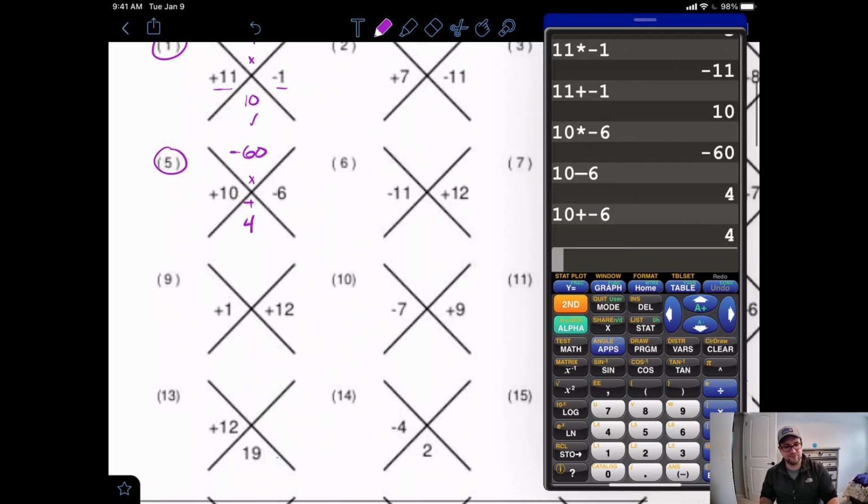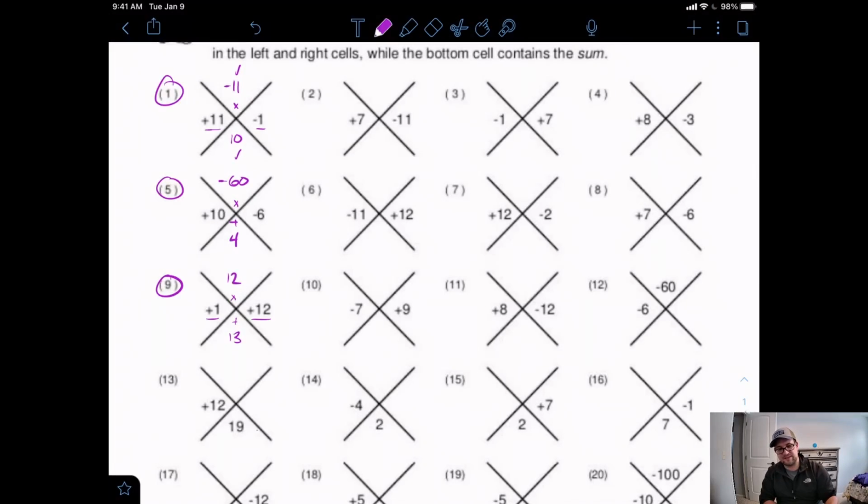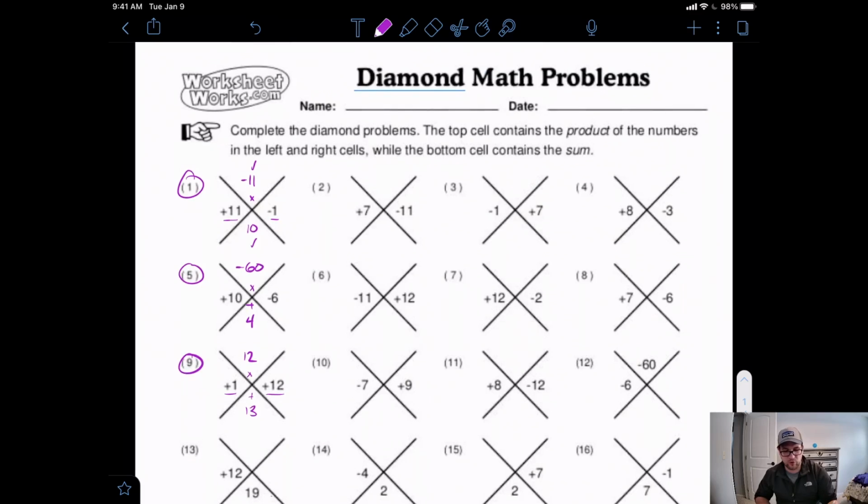Let's do another one. Let's do problem number 9. To get the top number, we want to multiply. So 1 times 12 is 12. And then 1 plus 12 is 13. So that's going to be our bottom number. Now, most of the problems in the top 3 rows here are all working out that same way.